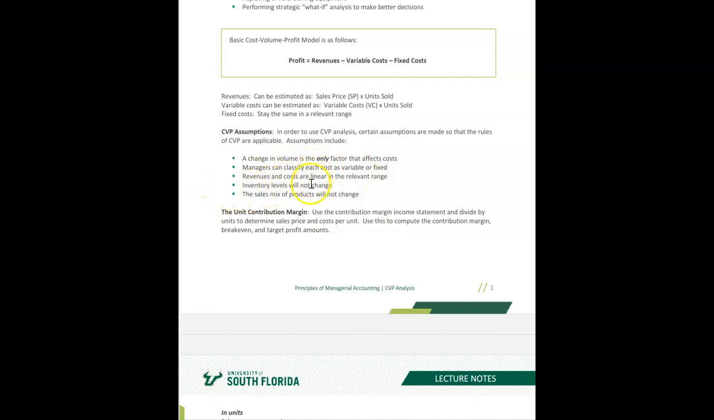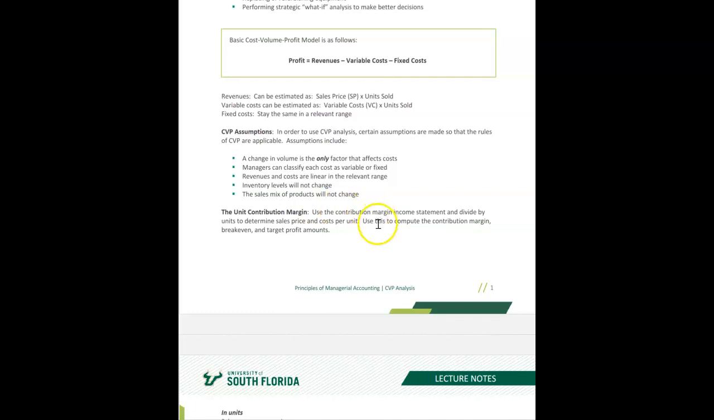Revenues and costs are linear in the relevant range. We're familiar with that from everything with estimating cost. And inventory levels don't change, and the sales mix of products doesn't change. That's probably the trickiest one right here. So that if we're selling 3 products, we're assuming a fixed, like, market basket, okay? And that's how we figure out our contribution margin.